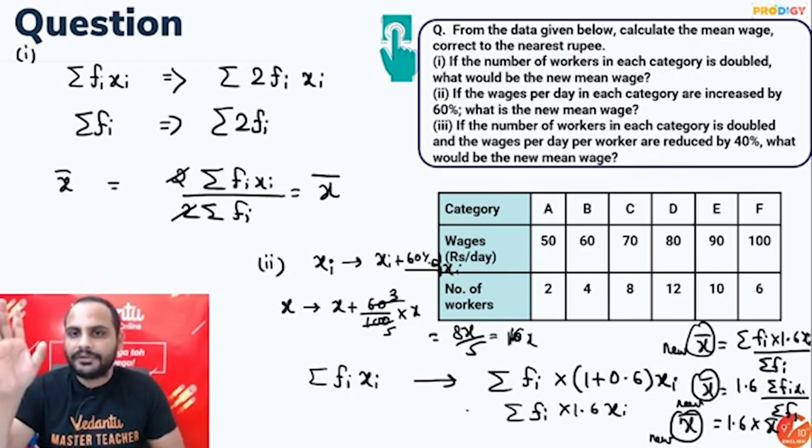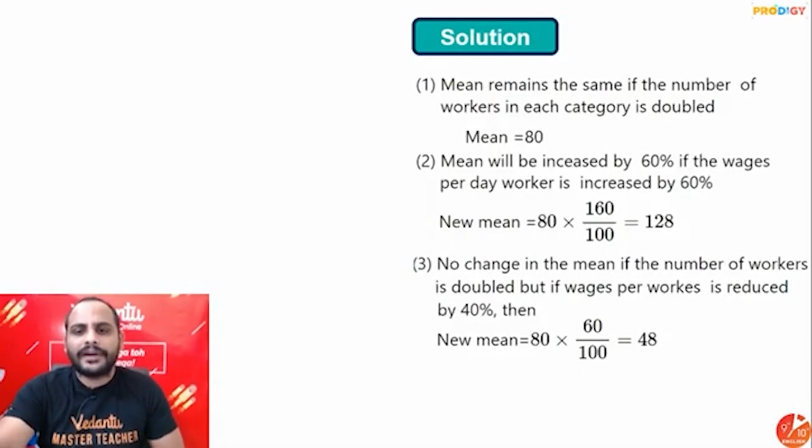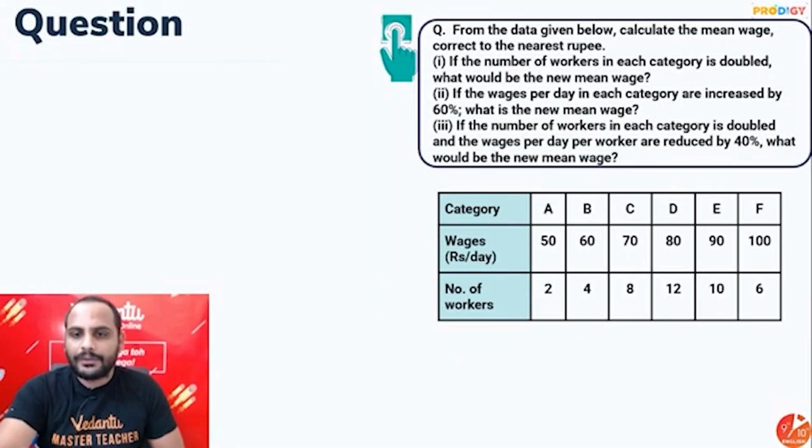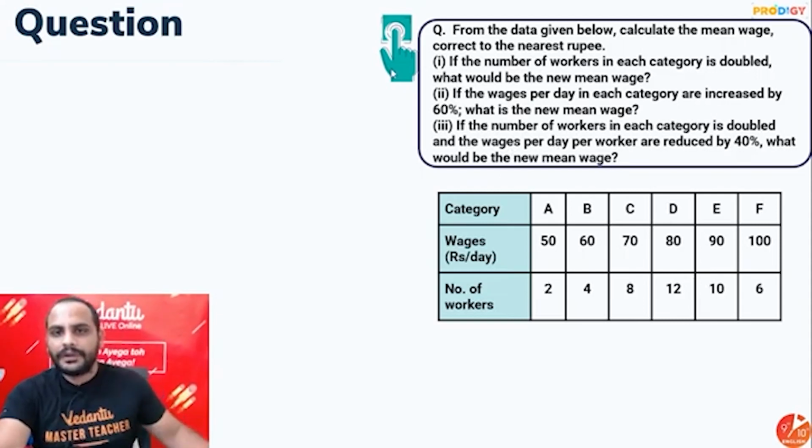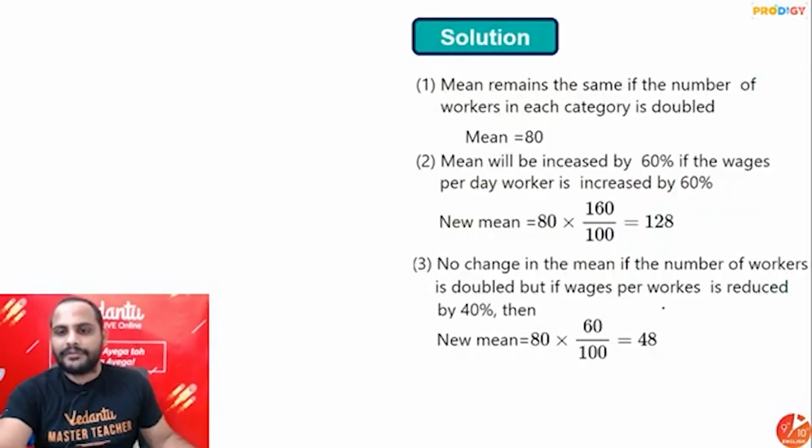Okay? Third one, you'll see if the number of workers in each category is doubled, we are doubling the number of workers, and wages per day are reduced by 40%. So here you can just do all those values and find it out. Okay? Or here, since no change in the mean, if the number of workers is doubled, I have told you, frequency, nothing. Number of workers when we are doing something, frequency, nothing will happen. Wage is reduced by 40%, mean also will reduce by 40%.